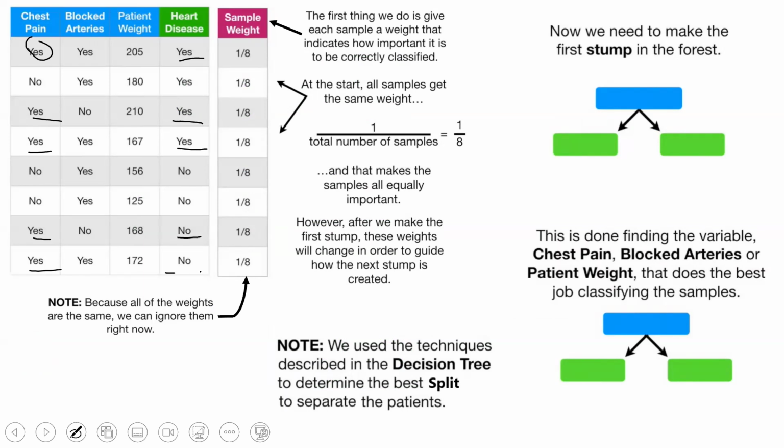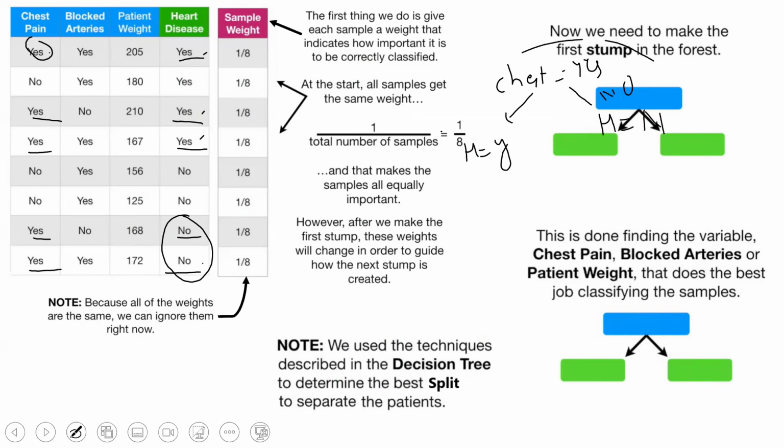When we say chest pain is yes, and we are constructing a stump, like chest pain as yes but heart disease as yes, in that case there are 1, 2, 3 cases. But in 2 cases, we are wrongly predicting this particular value, right? When I'm constructing a stump something like this, I'm saying when chest pain is equal to yes, heart disease is equal to yes. If chest pain is equal to no, I'm saying heart disease is equal to no. This is my first stump.